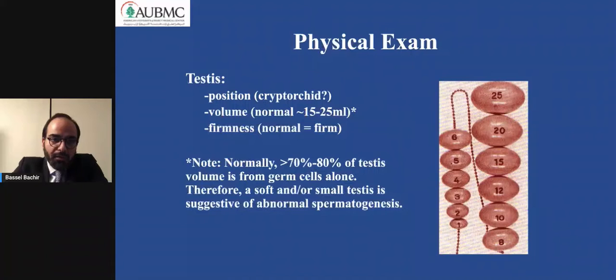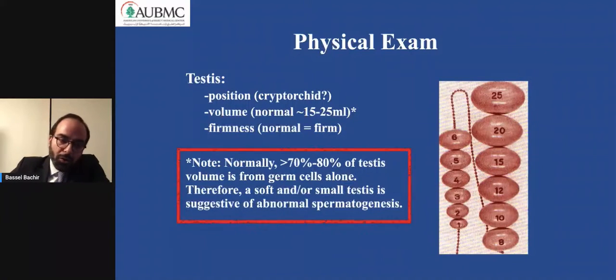And when it comes to the physical examination of the testicle, the position of the testicle in the scrotum is very important to note. The volume of the testicle is very important, with the normal volume being at least 15 ml. It is also very important for us to note the firmness of the testicle, with the firmer testicle being more normal. Of course, all of this is important because we know that at least 70 to 80% of the testicle is populated by germ cells, which are responsible for sperm production. So it is the larger, firmer testicle which is more normal and which we expect to have normal sperm production, and it is the smaller, softer testicle which we expect to be dysfunctional.